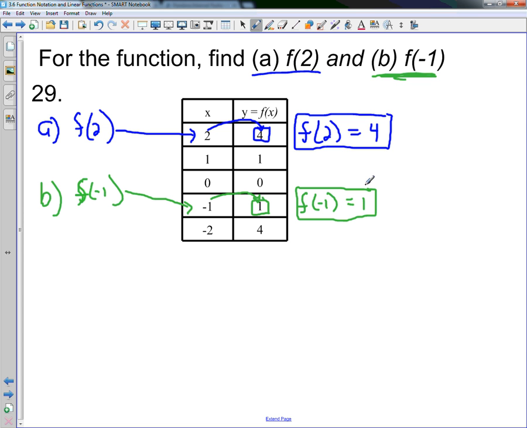So this has done the work for you. The table of values is already filled out. All the x values have been plugged into the function, and it produces the y value for us in the table. So all we have to do is match up the notation.